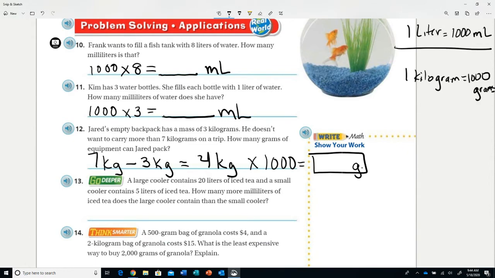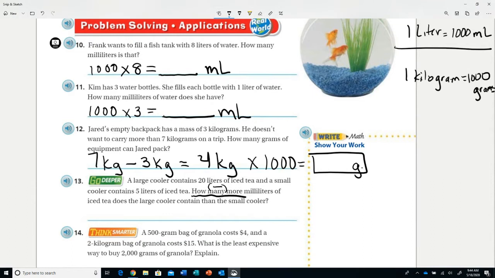Number 13. A large cooler contains 20 liters of iced tea, and a small cooler contains 5 liters of iced tea. How many more milliliters? This is your key right here. How many more is key for subtraction. How many more milliliters of iced tea does the large cooler contain than the small cooler?